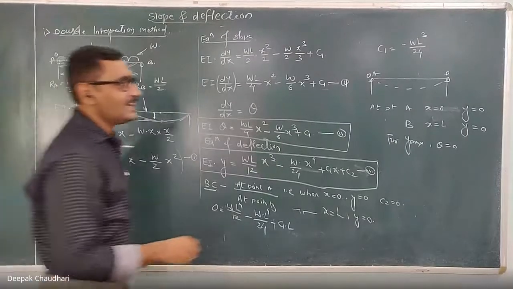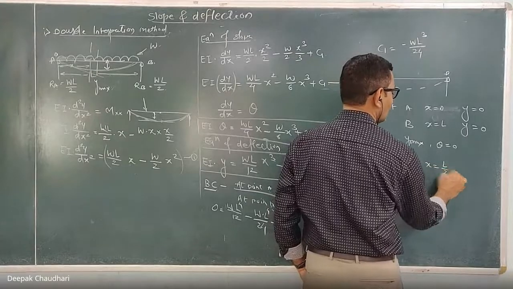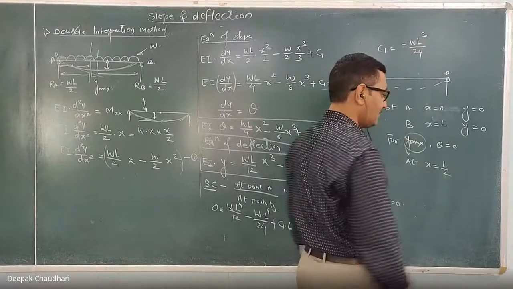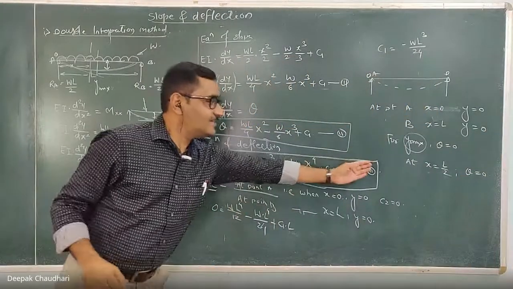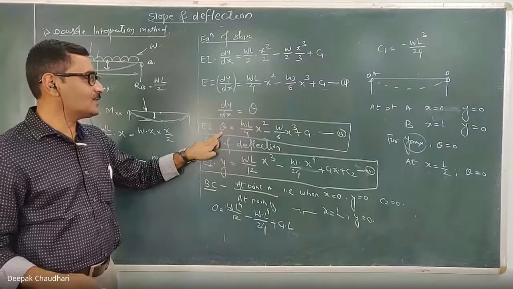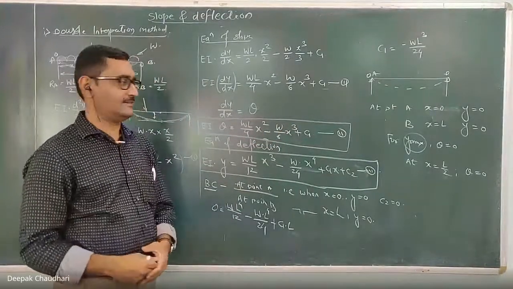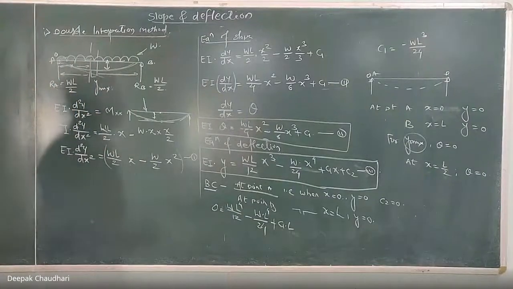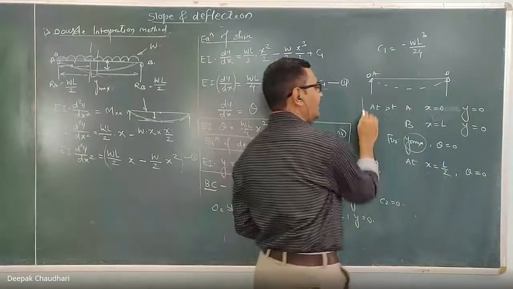Here I can write, at x equal to L by 2, y is maximum, and for that the slope equal to 0. I can use this boundary condition in the equation of slope also. Put theta equal to 0 and substitute x equal to L by 2, and you will get the value of C1. That boundary condition you can also use, but this boundary condition is only for the symmetrical case. For unsymmetrical you cannot use this boundary condition, so for unsymmetrical you have to go for this only.